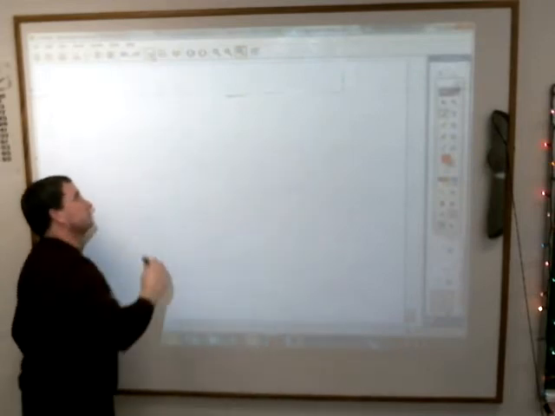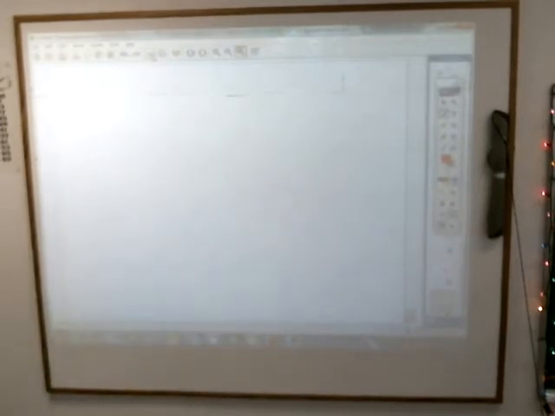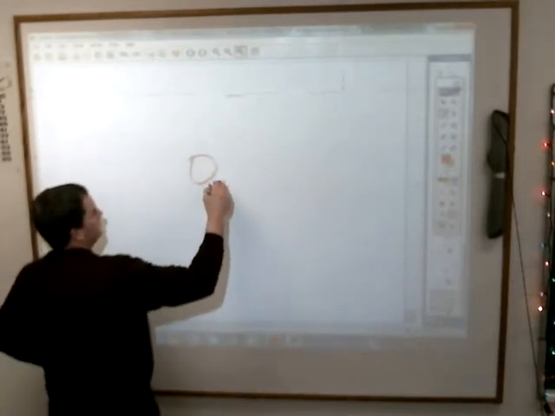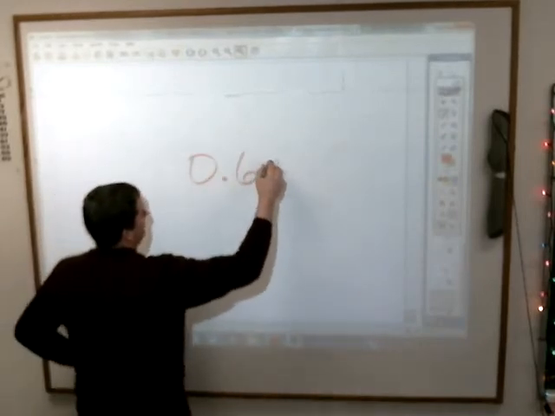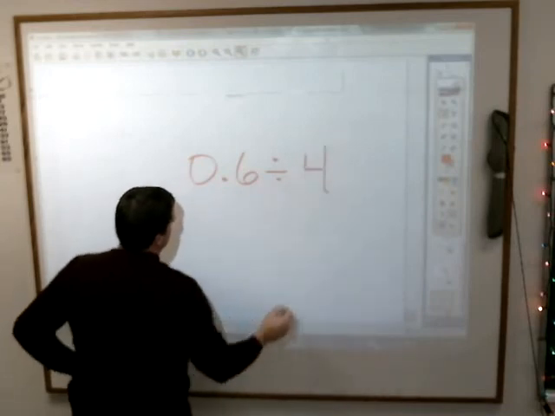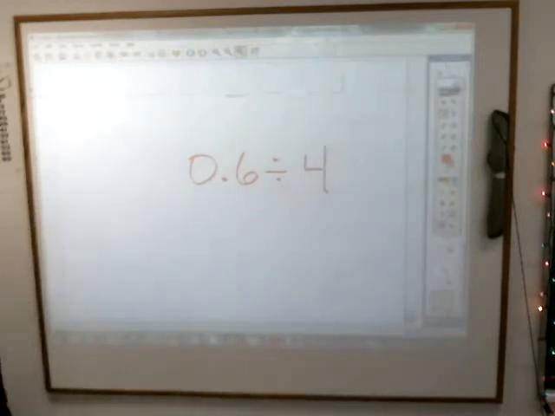One last one here. How about 0.6 divided by 4. 0.6 divided by 4.